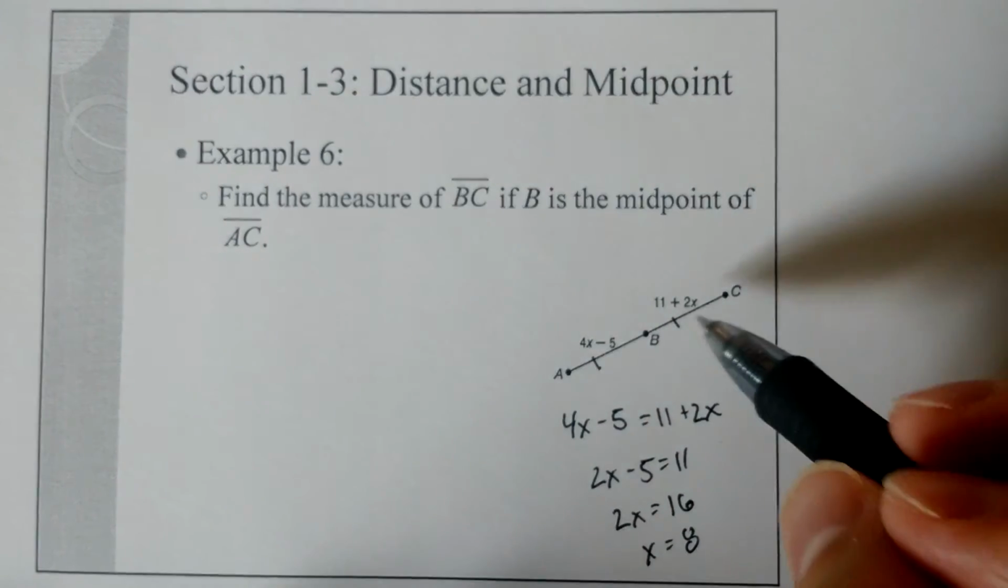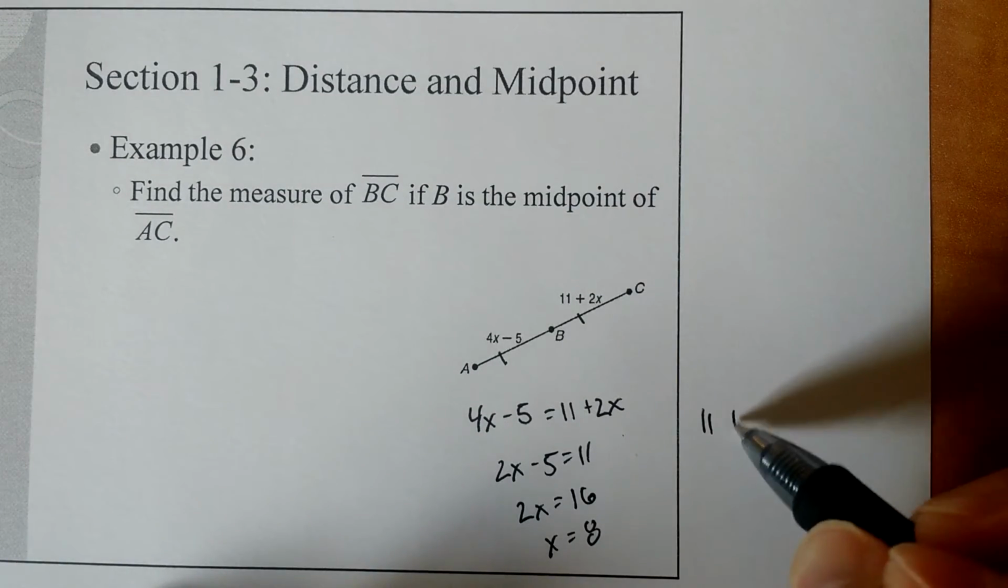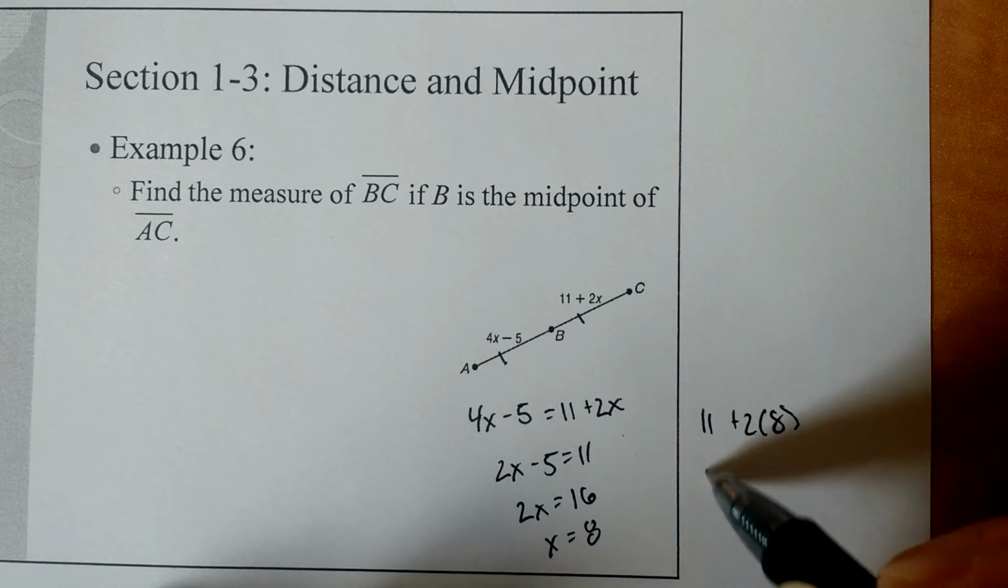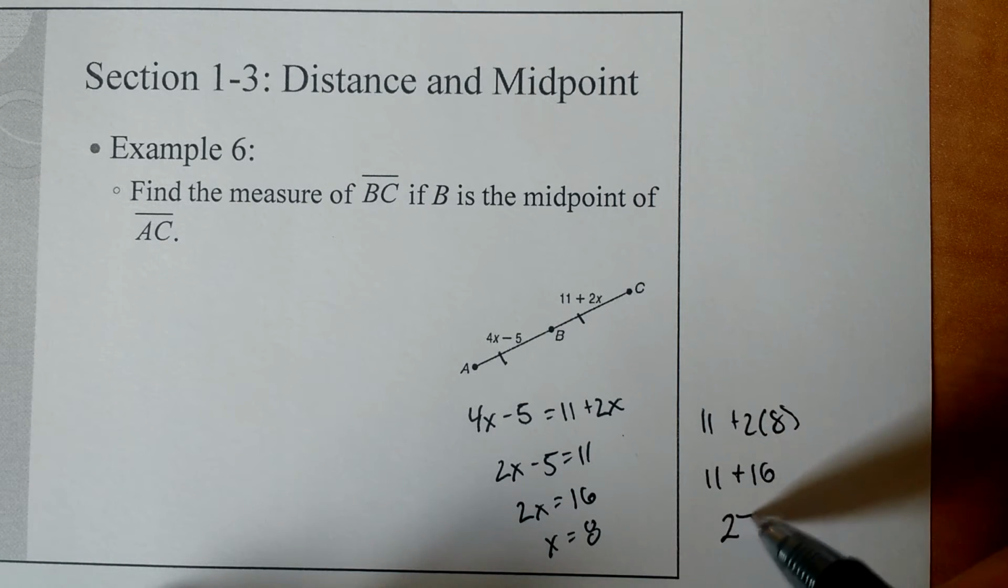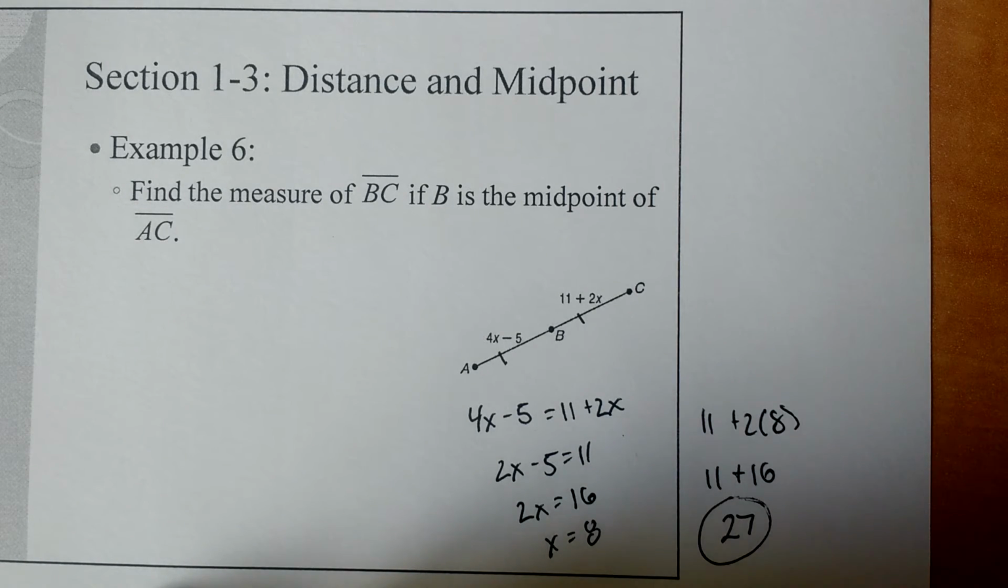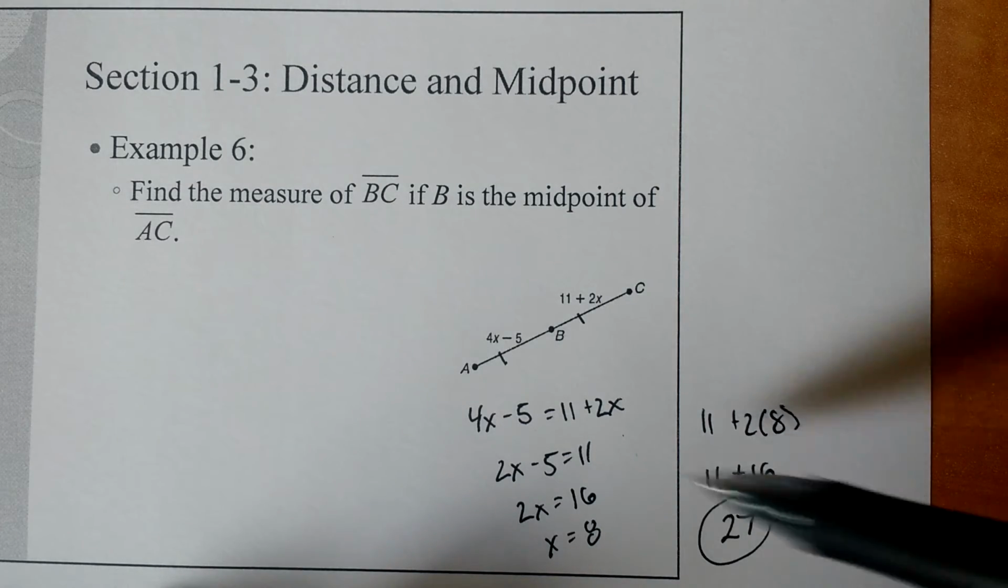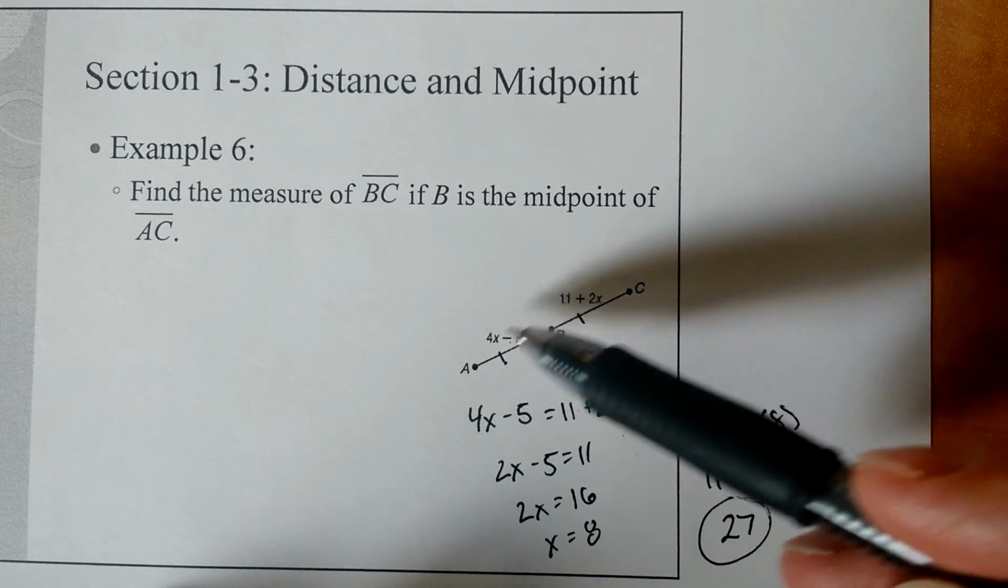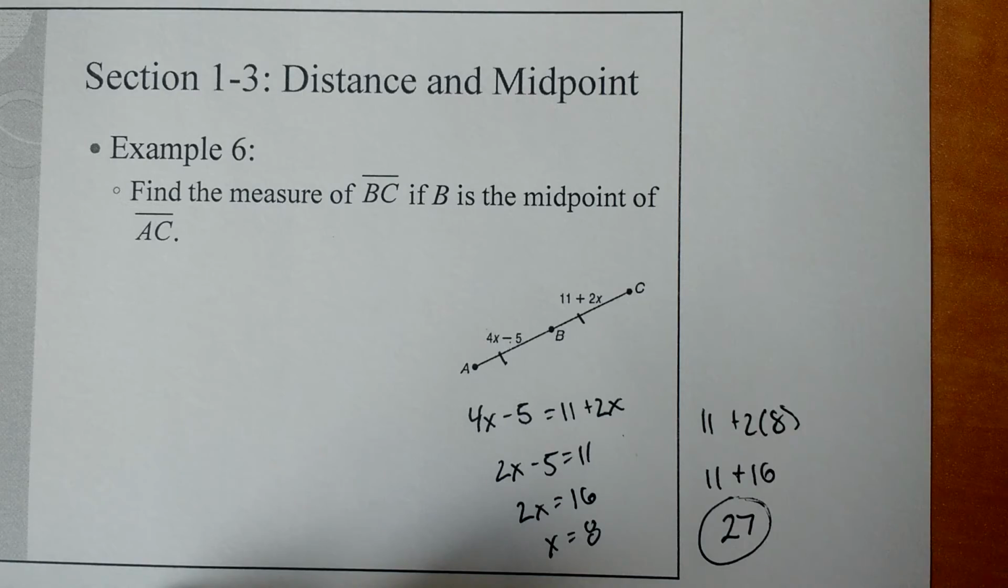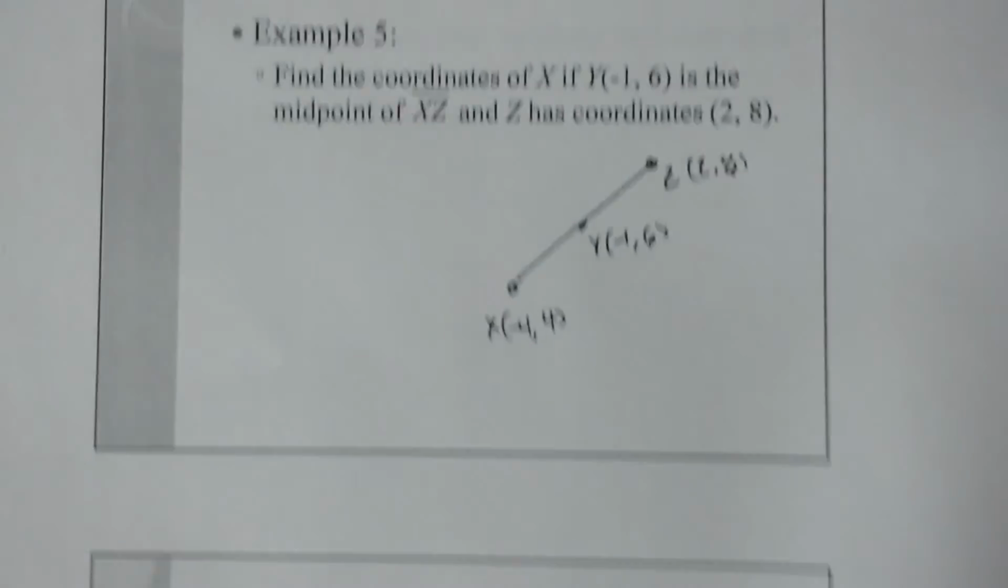The question wants BC. BC is 11 plus 2x. And x is 8. So 11 plus 16 is 27. And that's your answer. If you really want to check, if I plug my 8 back in here, 4 times 8 minus 5 should be 27 as well, because these two parts have to be equal.